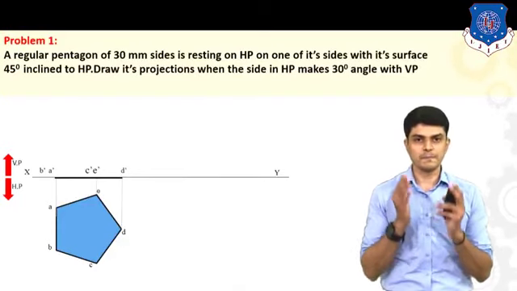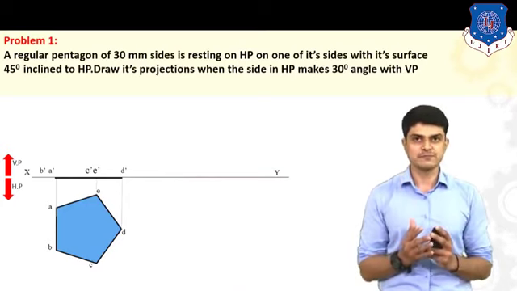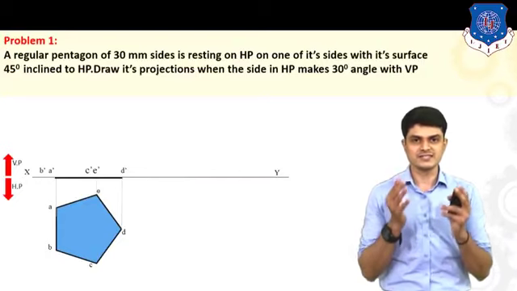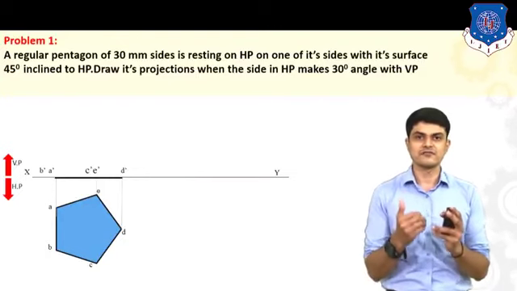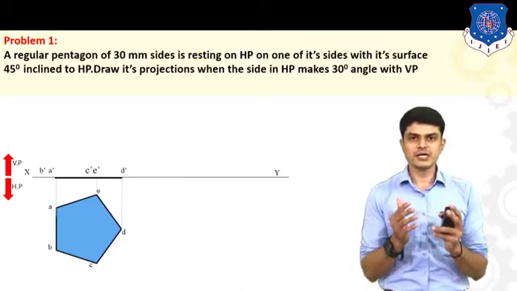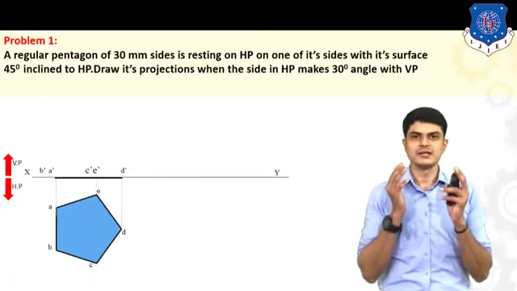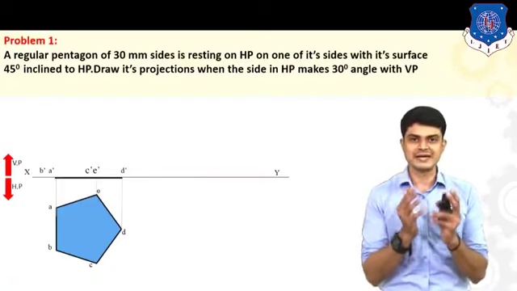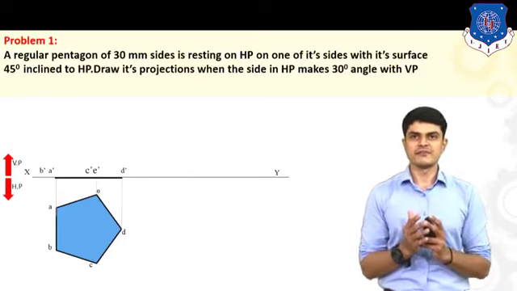Now as you can see, your pentagon is resting on HP. So we should take the angle with respect to HP first. What is the angle with respect to HP here? The surface is 45 degree inclined to HP. So here we need to incline its surface at 45 degree. The line in the front view, which is A dash, B dash, C dash, E dash and D dash, is nothing but the description of the whole surface of the pentagon in a simple straight line. So we need to incline this line at 45 degree to HP.